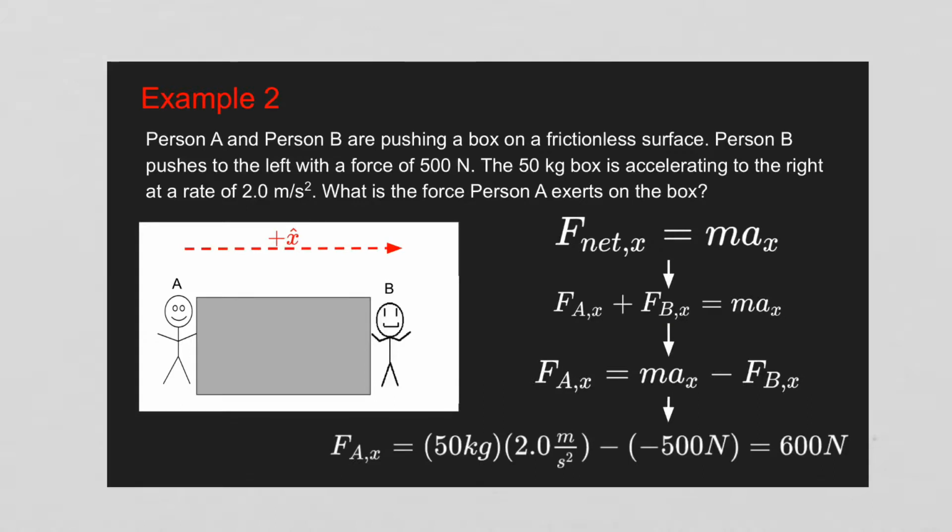So, the acceleration of a 50 kilogram box, because both of these people are external to that box, at 2 meters per second squared, minus negative 500. Notice this negative sign: if I set up positive to the right, negative just means to the left, and I get 600 newtons. This is positive, so person A is pushing with 600 newtons to the right.